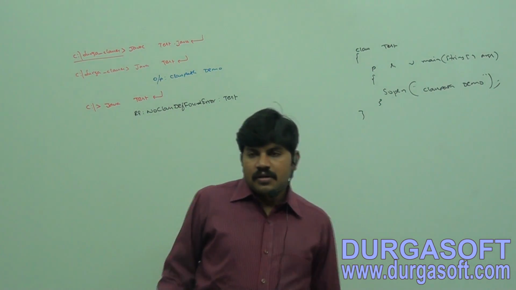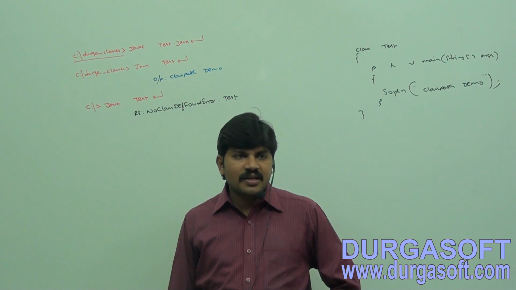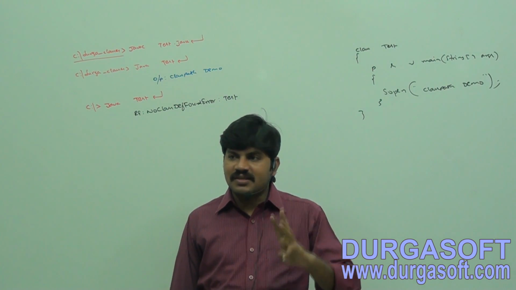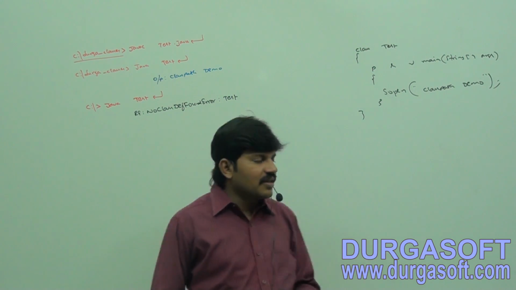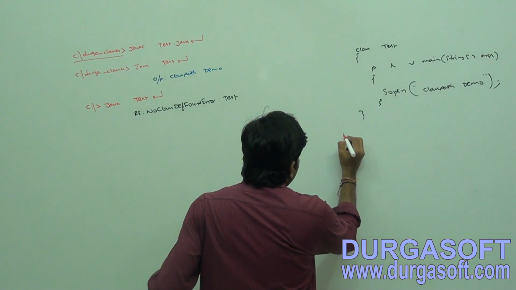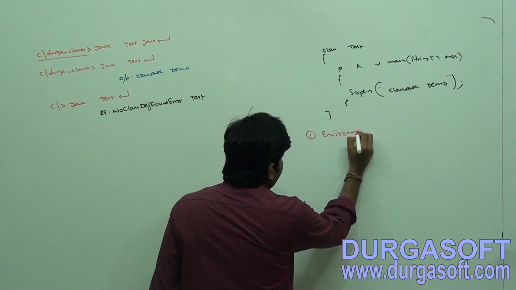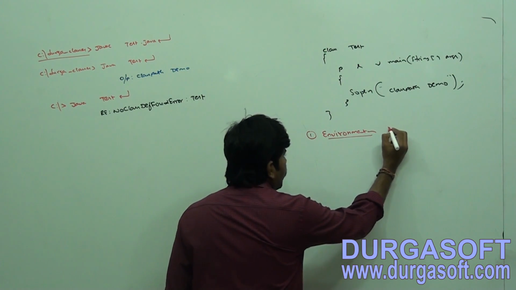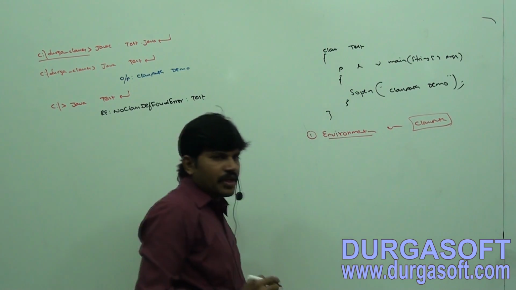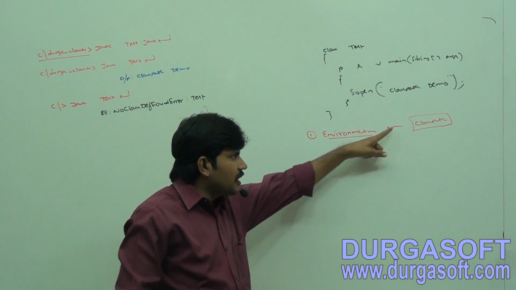Now my question is, in how many ways can we set the class path? There are 3 ways. First way, by using the environment variable CLASSPATH. I hope you people are very much familiar with this environment variable CLASSPATH. Here we can set the class path.